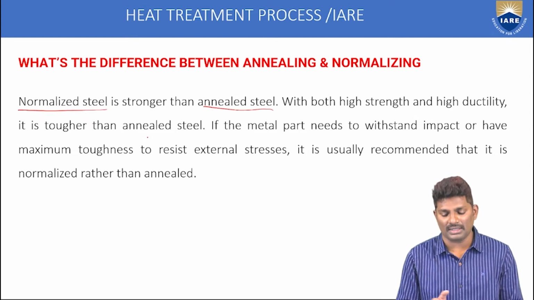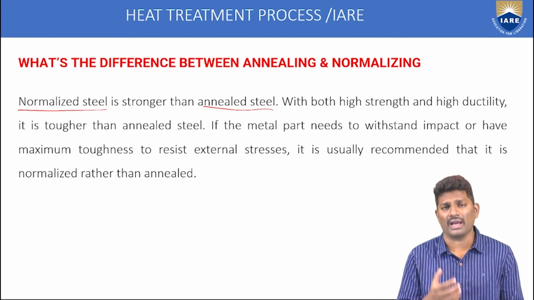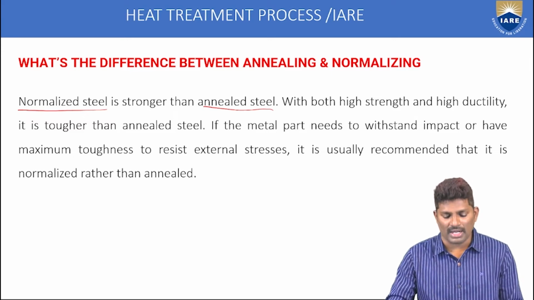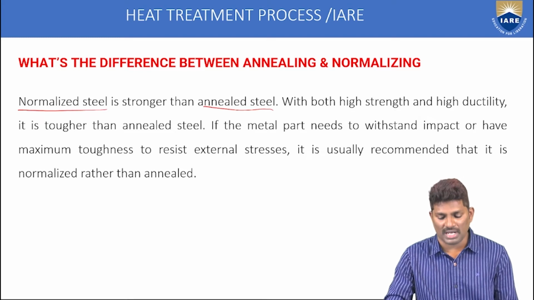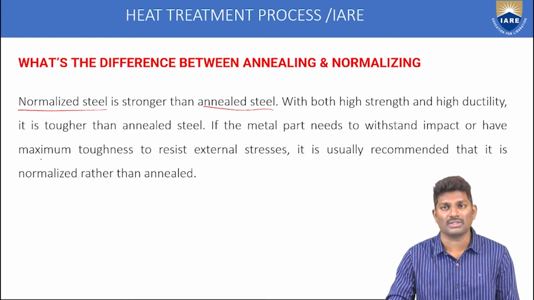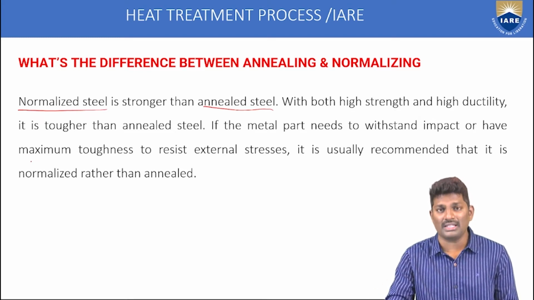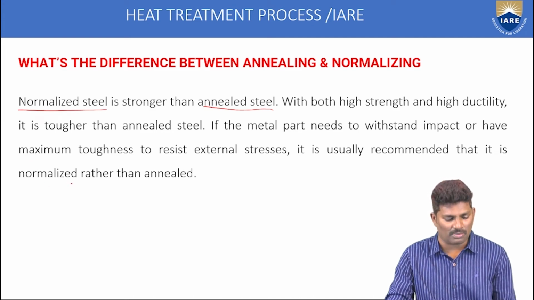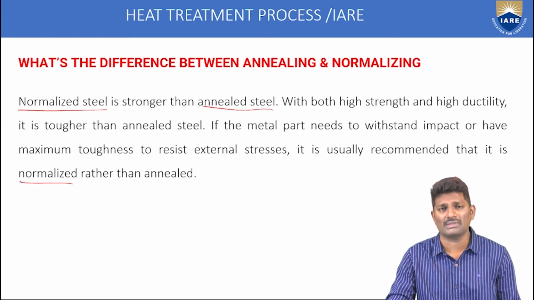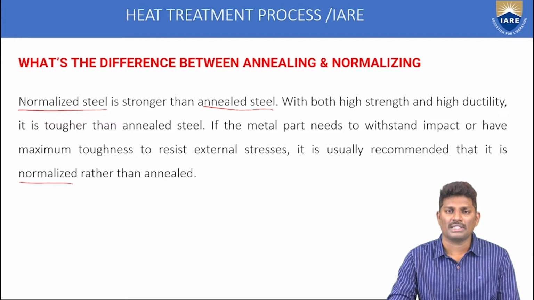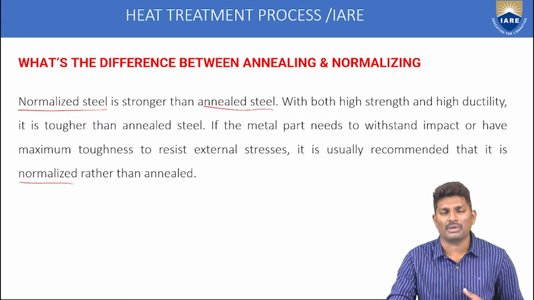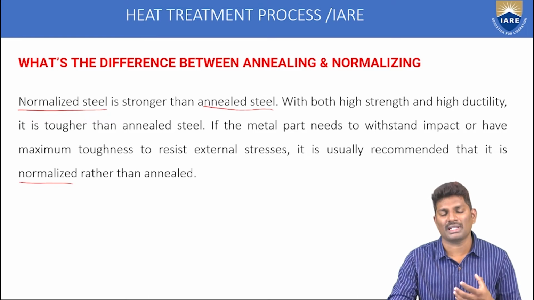Again, along with the ductility, the strength is also very high for normalized steel when compared with annealed steel. If the metal part needs to withstand impact or have maximum toughness to resist external stresses, normalized steel is usually recommended over annealed steel. So if properties like ductility and strength have to be achieved to a desirable level, what type of heat treatment process do you have to select?